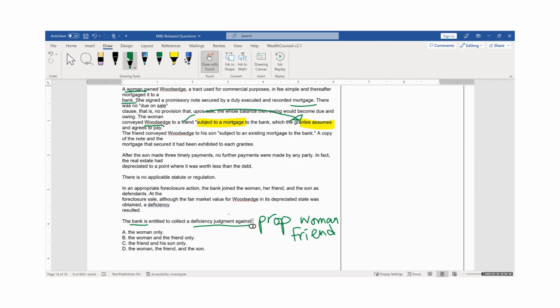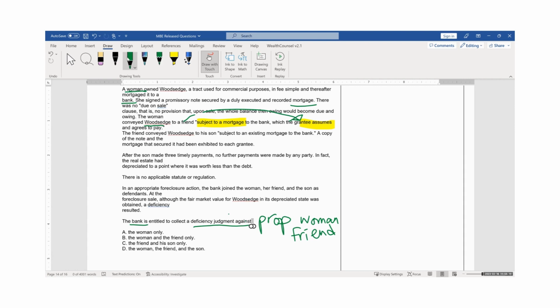Taking subject to here, don't let it trick you into thinking that the friend is not responsible because they take subject to. In this context, just think of it as she's taking this property and the property is tied to the mortgage. And in addition to that, she's agreeing to assume the mortgage, which means she's agreeing to take on responsibility of paying for that mortgage as well.